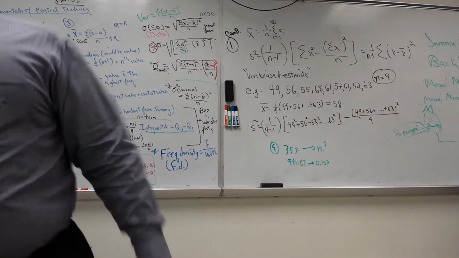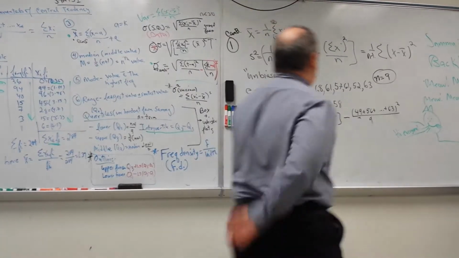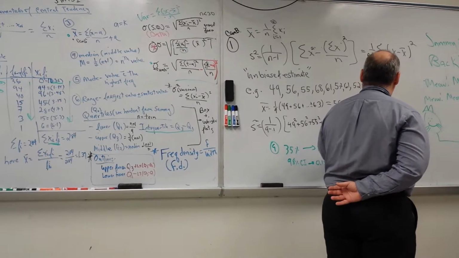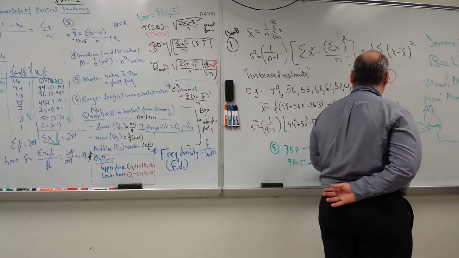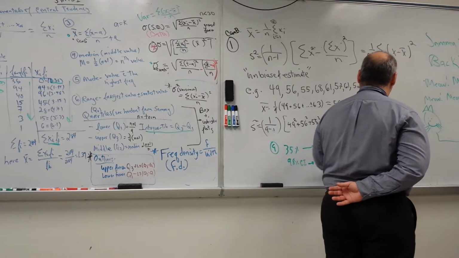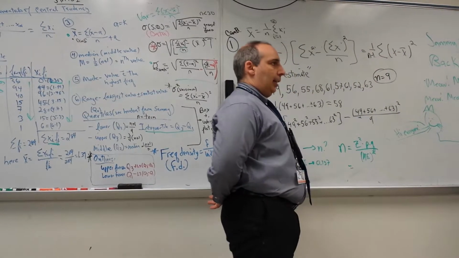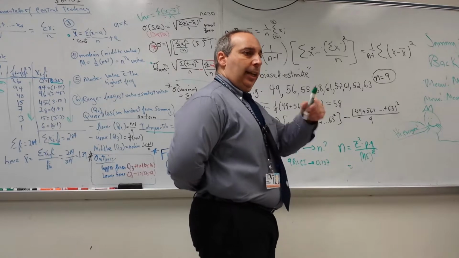n equals z squared. There we go. n equals z squared times p times q over the margin of error squared. Bet you that's margin of error. Isn't it? Now she has the answers, okay?